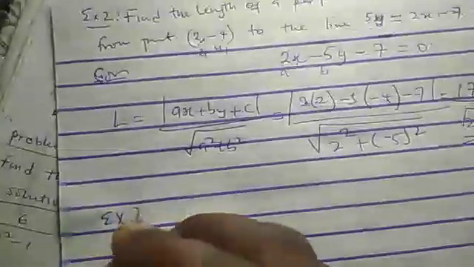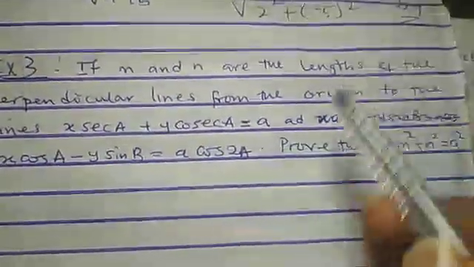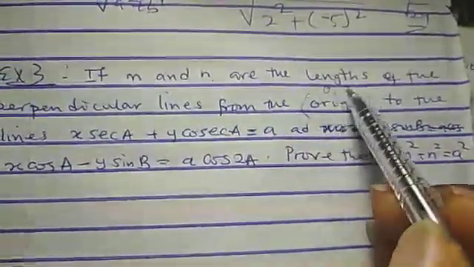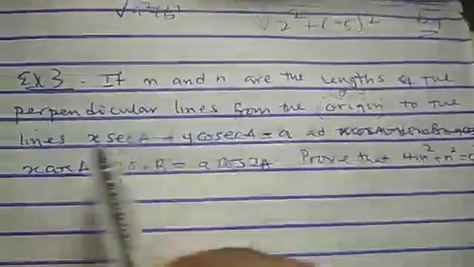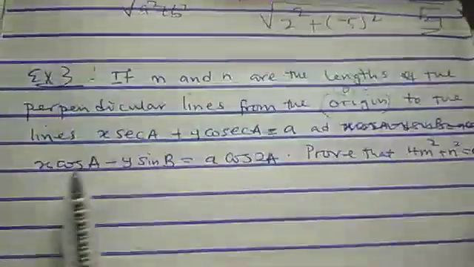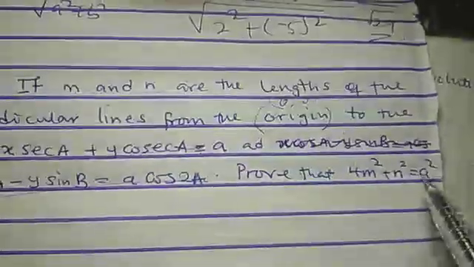Now let's consider a more complicated one. Example 3. If m and n are the lengths of the perpendicular lines from the origin, take note of this, from the origin. Origin simply means 0, 0, to the lines, this line and this line. Prove that 4m squared plus n squared is equal to a squared.